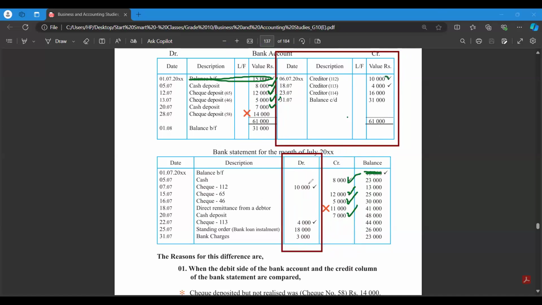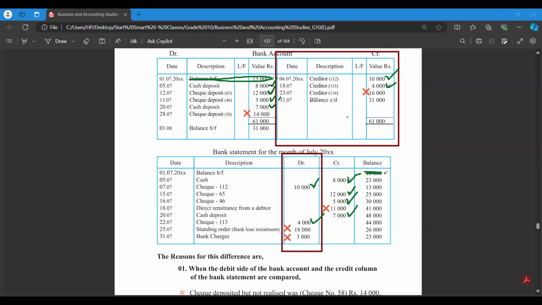So now let's start comparing just like how we did things. 10,000 over here and 10,000 over here. 4,000 over here and 4,000 over here. The problem is that we have not recorded the 16,000. We don't find the 16,000, which is written in the credit side of your bank account, in the bank statement, right? So that is a problem. And next is the standing order. You have paid the bank loan installment, which is 18,000, and it is not recorded, and the bank charges of 3,000 are also not recorded.